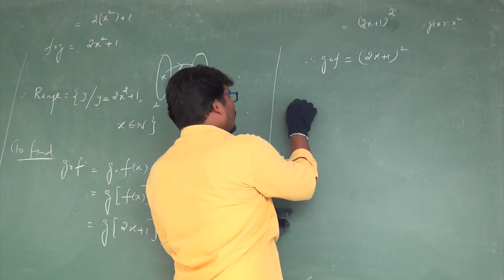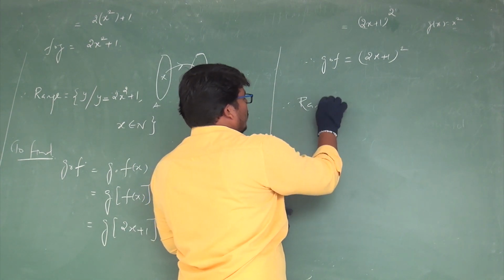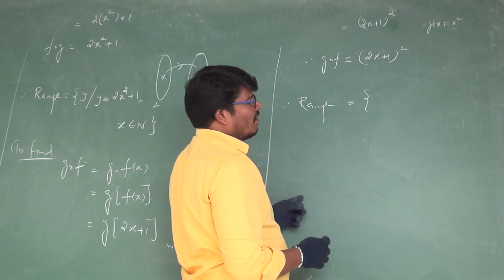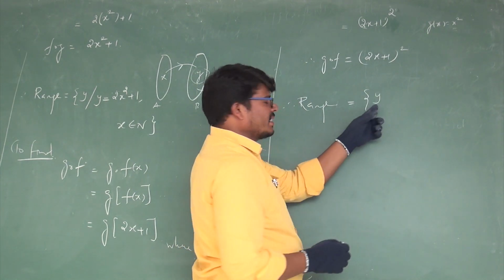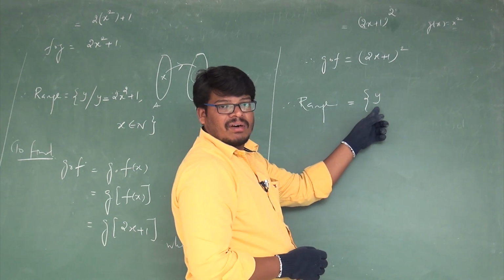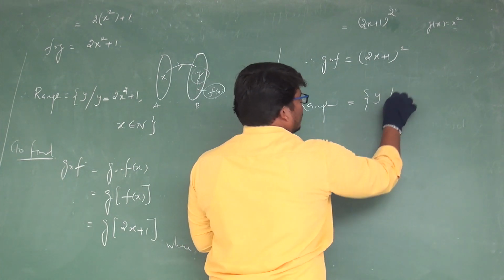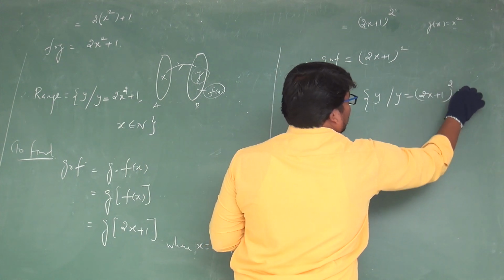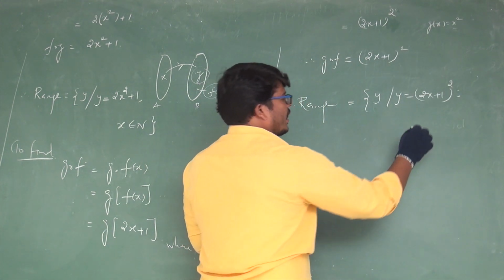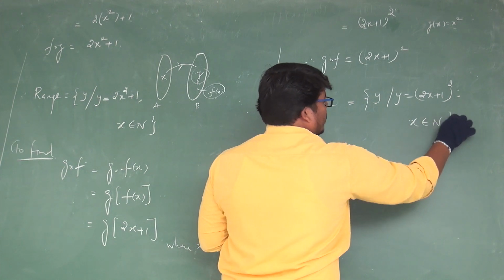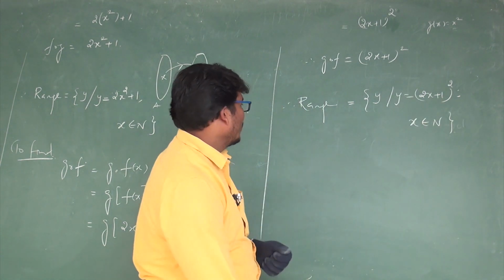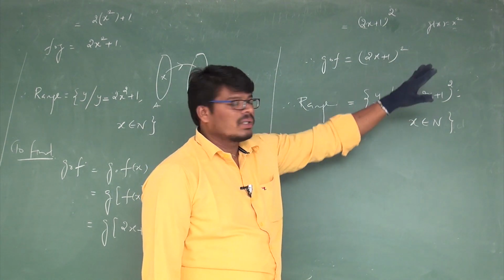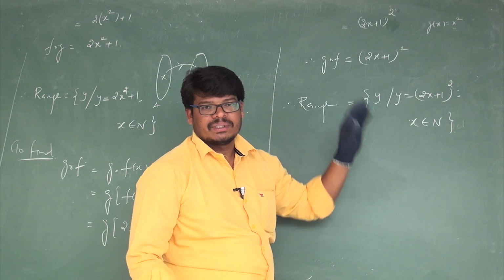Therefore, the range of g dot of f is the set of all y such that, where y is the range, y equal to 2x plus 1 whole square, where x belongs to natural number. Therefore the range of g dot of f is y equal to 2x plus 1 whole square.